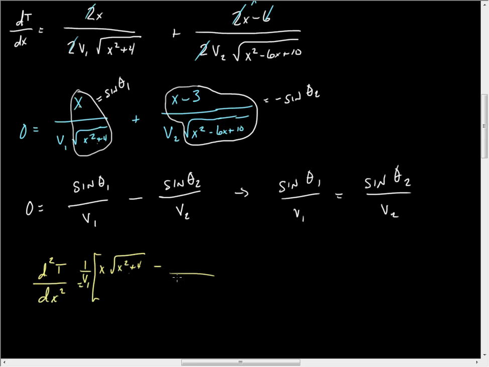The derivative of the top times the bottom minus the derivative. The derivative of the top is 1, goofball, times the bottom minus the derivative of the bottom, which is going to give us over 2 root x squared plus 4 times the top, but times the derivative of what's inside, which is 2x. Minus, and now the 1 over v2 comes out. Oh, plus, sorry. I haven't minused it yet.